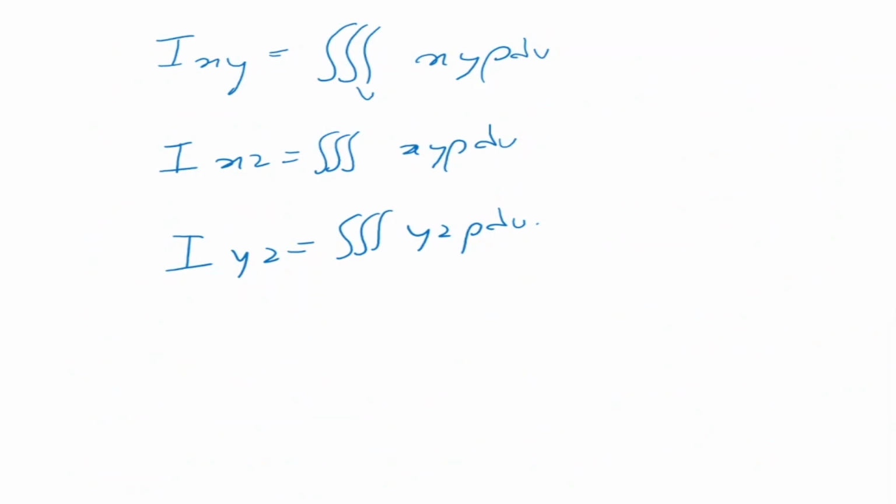Now this specifies the cross moments of inertia, okay? So this is given by the integral of xy rho dv. So these are the three. There are 3 mass moments of inertia and 3 mass products of inertia. These 9 elements together characterize the mass distribution of a body, okay?